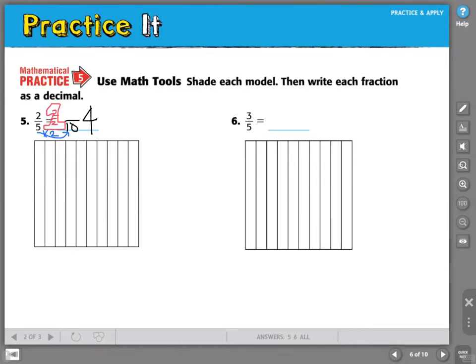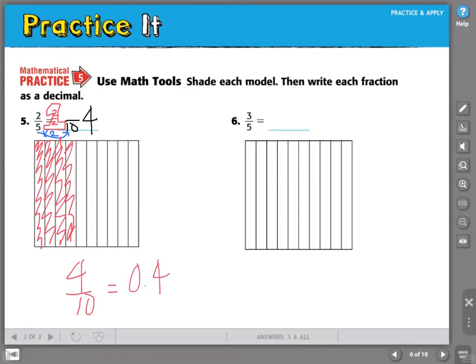I'm going to color that in here as 1, 2, 3, 4 tenths. 4 tenths and 4 tenths are equivalent.